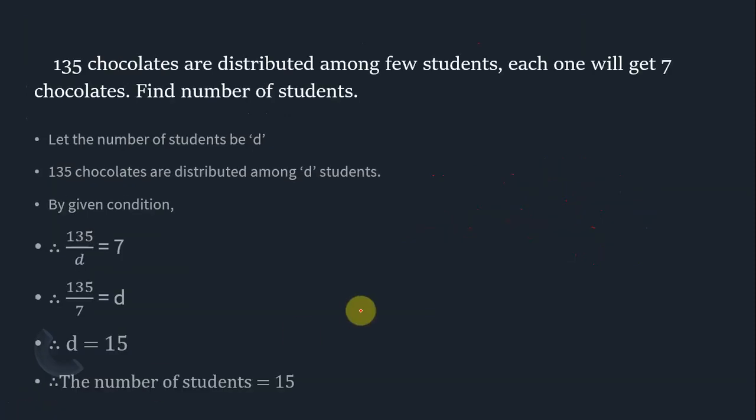Next one. 135 chocolates are distributed among a few students. Again I am talking about a few students, I don't know the exact number. Each one will get 7 chocolates. Find the number of students. Let the number of students be D. Now 135 chocolates are distributed. Distributed means divided. So 135 are divided among D. Everyone is getting 7 chocolates.